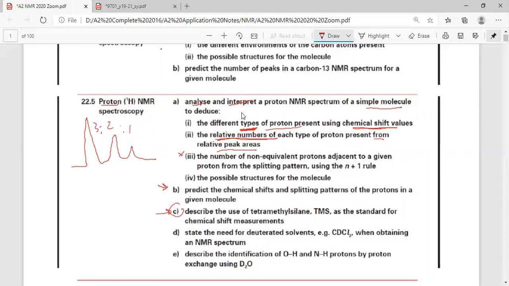Now, describe the use of tetramethylsilane, TMS, as a standard. That means for the hydrogen here, we get a 0. Now this tetramethylsilane is like this, with silicon here. If I want to draw the whole thing, it looks like this.